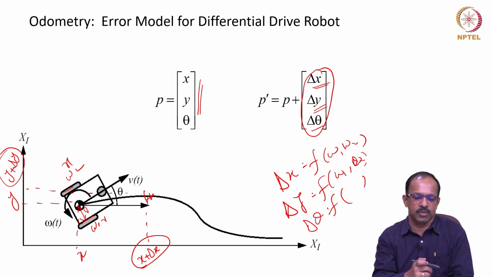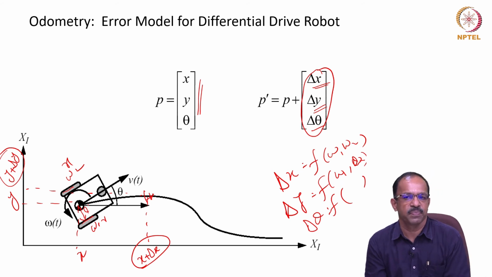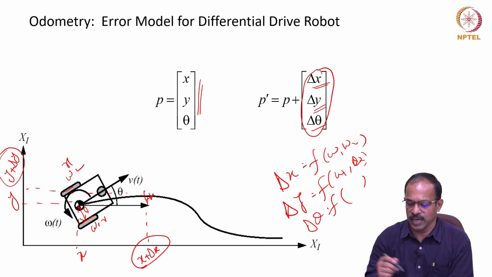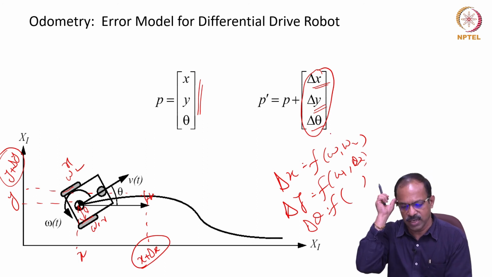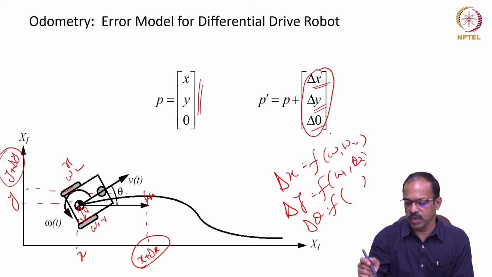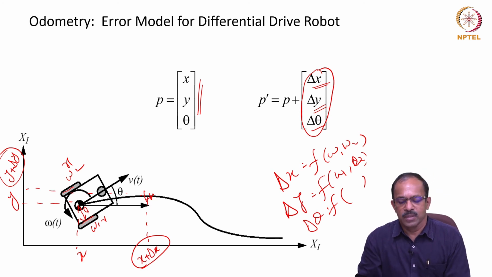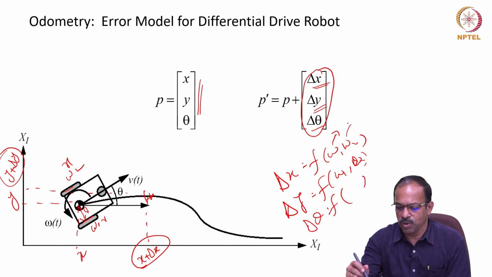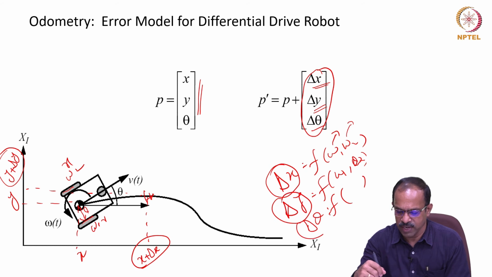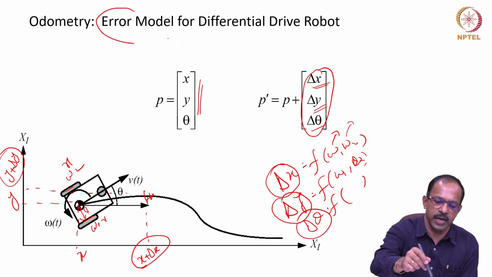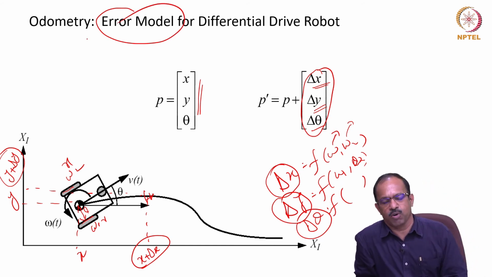You might have learned about kinematics. In kinematics, we have a method to estimate the position of the robot. We can find out delta x and delta y using omega 1, omega 2. So, if we know omega 1 and omega 2, we need to know how much will be the error in delta x, delta y and delta theta, or the total estimated position. That is basically known as the error model for differential robots.